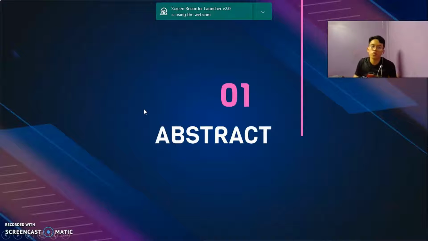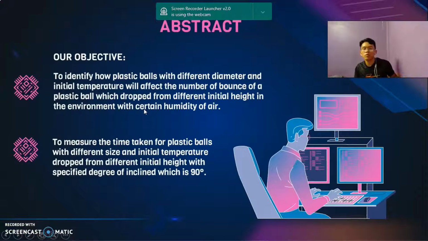So moving on to the abstract, I will explain a bit before the abstract. I will talk about the objective. We've got two objectives here. The first one is to identify how plastic balls with different diameter and initial temperature will affect the number of bounces of a plastic ball dropped from different initial heights in a certain humidity of air. For the second one, we'll measure the time taken for the plastic ball with different size and initial temperature dropped from different initial heights.